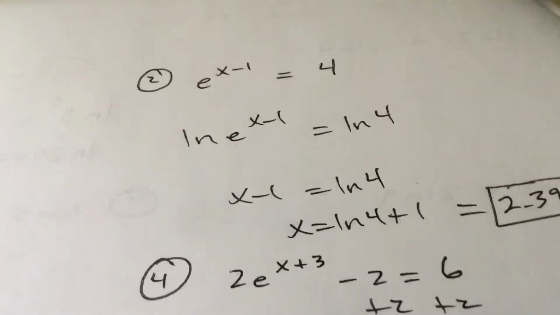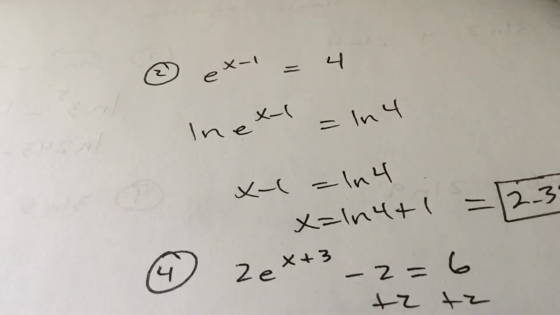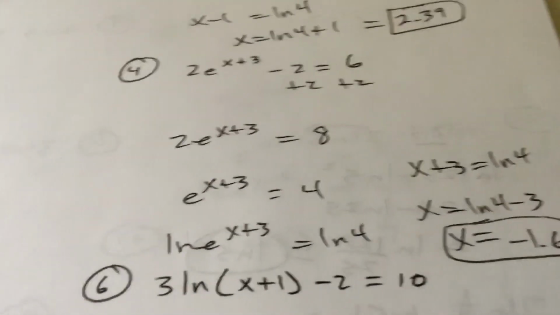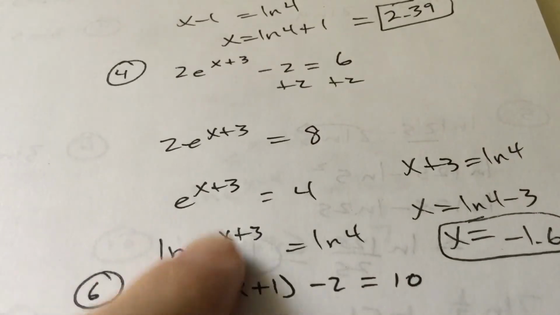All right, attach natural log. Get rid of that e. That exponent comes on down. X minus 1 equals natural log 4. Natural log of 4 plus 1 is a good answer. 2.39 also works.